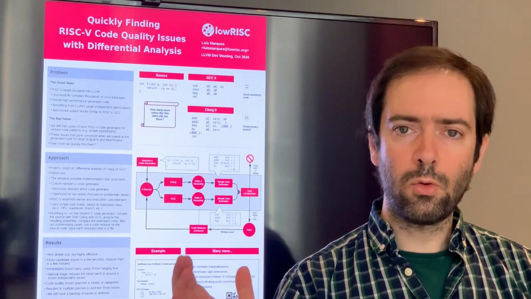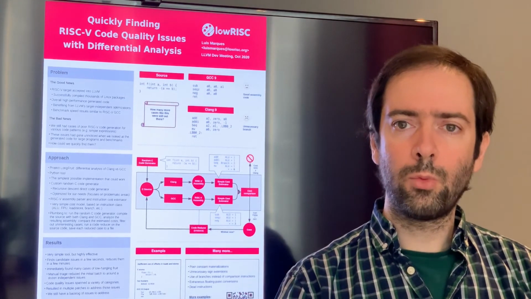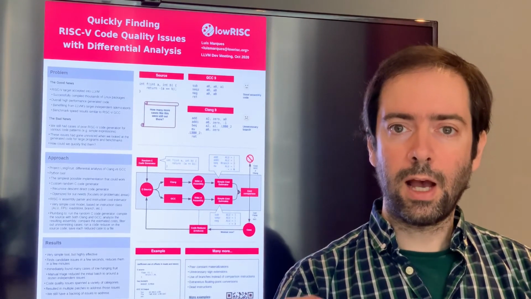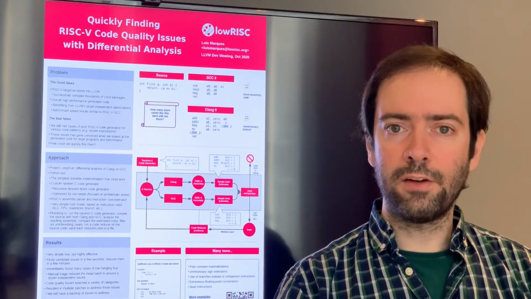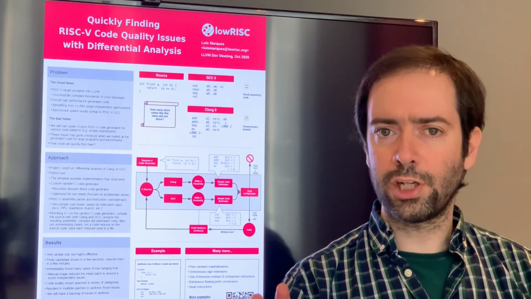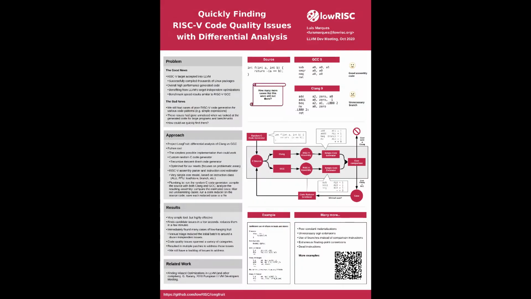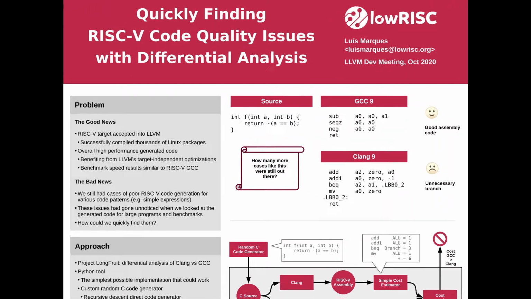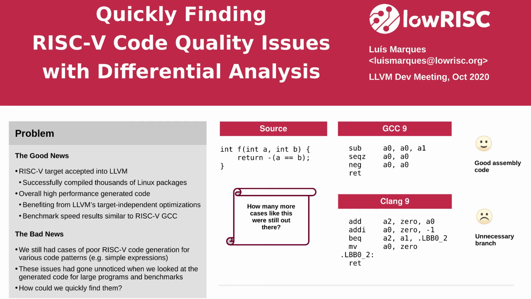I'll explain how, with a surprisingly simple tool, we were able to rapidly identify, isolate, and fix a whole range of code generation issues. As LLVM's RISC-V backend started to mature, we began to put more effort into ensuring it generated high-quality code. The way I originally did this was by looking at benchmarks, seeing what kind of code was being generated and how it compared with the code generated by other compilers.